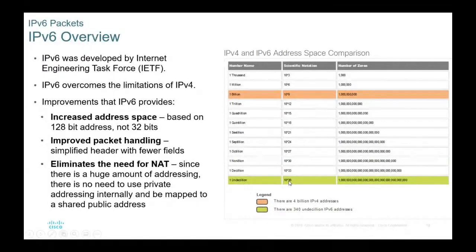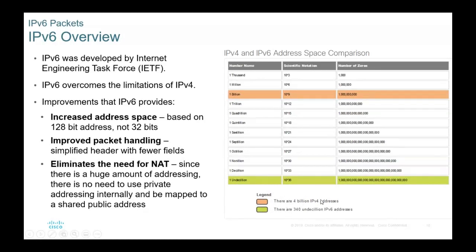All right. So this is 10 to the 36. That's that many, 36 zeros. 1, 2, 3, 4, 5, 6, 7, 8, 9, 10, 11, 12. 12 times 3 is 36. So that's 1 undecillion. Oh my God, I can't even pronounce it.